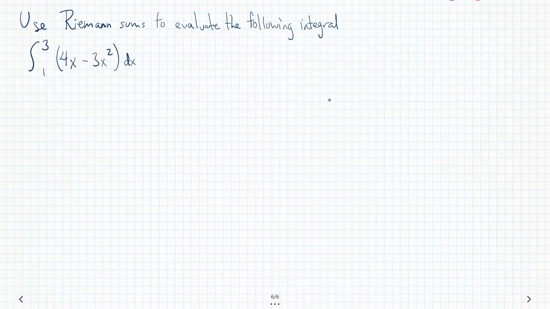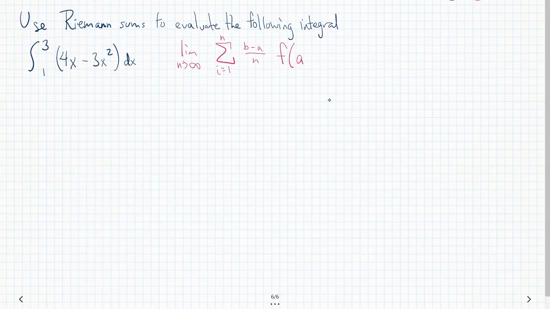In order to do that, you need a nice Riemann sum formula. So that goes the limit as n goes to infinity of the summation, i equals 1 to n, and it goes b minus a over n. That's the width of every rectangle. Okay, and then it's f of a plus, so a being the bottom bound, and i times b minus a over n. So essentially you have a width of a rectangle and then the height of the rectangle right here for all of your rectangles.